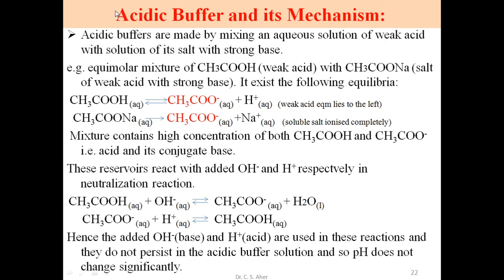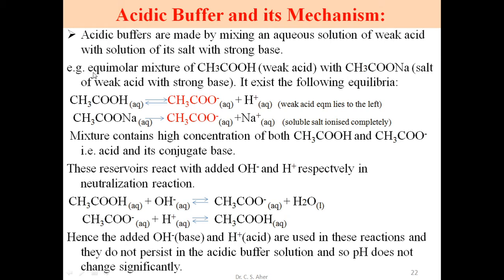So just now we defined buffer solution. Now we consider particularly the acidic buffer and its mechanism. Acidic buffers are made by mixing an aqueous solution of a weak acid with a solution of its salt with a strong base.